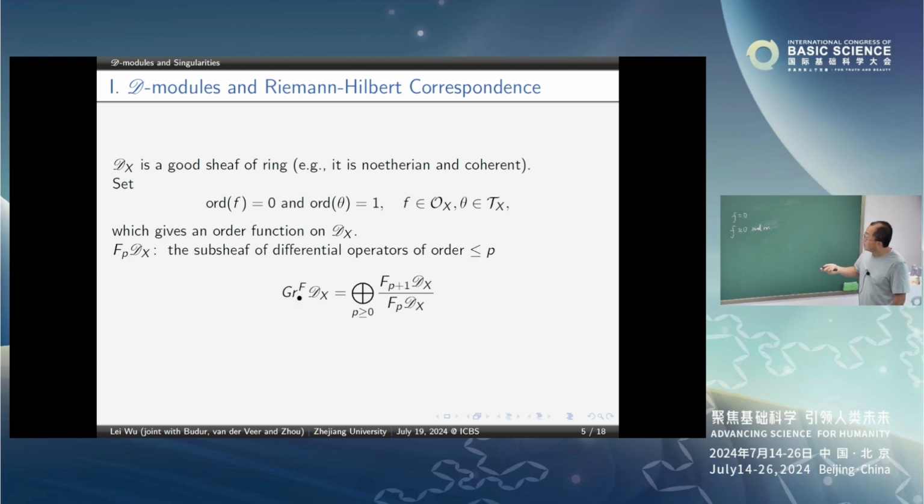Then we can let F_p be the differential operators of order at most p. And if we take the associated graded, then we get this. By the way, D_X is non-commutative because of the relation given by the Lie bracket, but if you take gr, it becomes commutative. Actually, this is the algebraic quantization of the cotangent bundle.